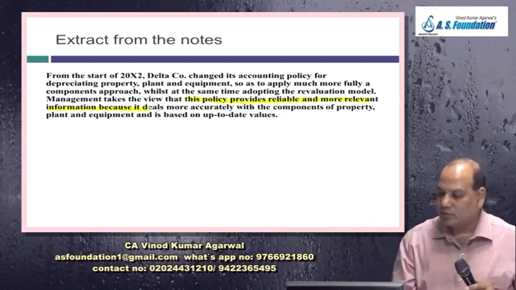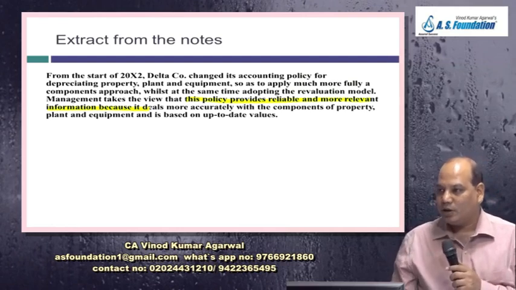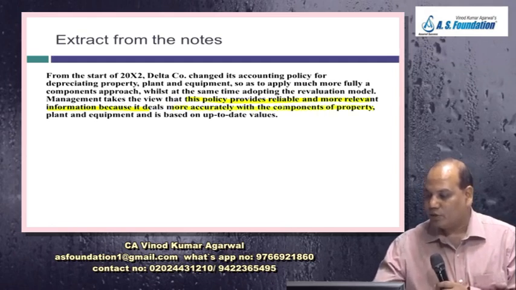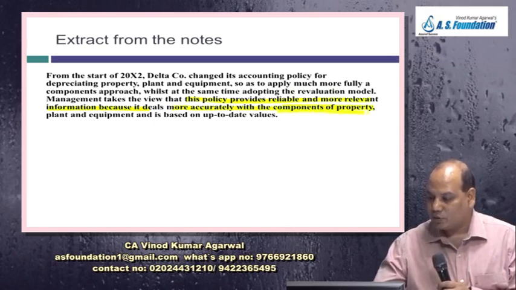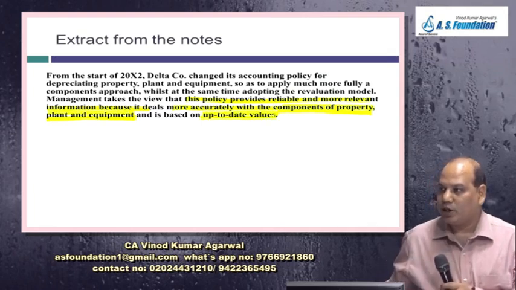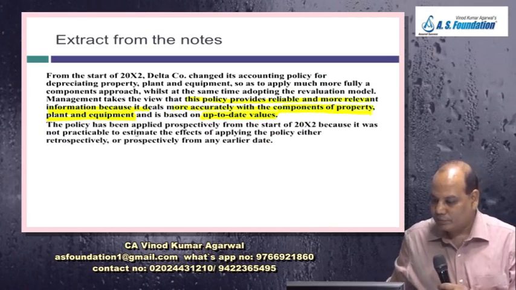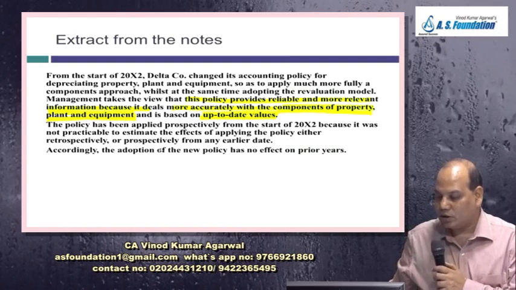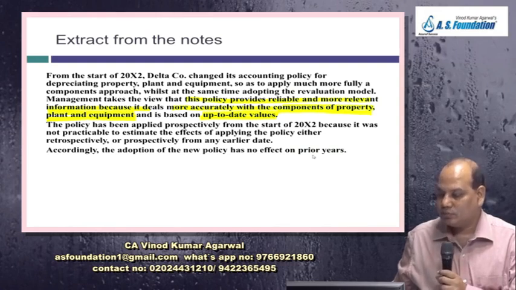Okay, this sentence you learn by heart, because it will provide more relevant and reliable information whenever you change the accounting policy. And why is it going to provide more relevant information? Now you are doing component wise accounting. Since the life of different components is different, it will give you a better understanding. Plus they want to show the up-to-date value of the asset in the financial statement. The policy has to be applied prospectively from the start of 20X2. Now you are writing why it cannot be applied retrospectively. Because it is not practicable to estimate the effect of applying the policy either retrospectively, or even prospectively from any earlier date. Accordingly, the adoption of the new policy has no effect on prior years.